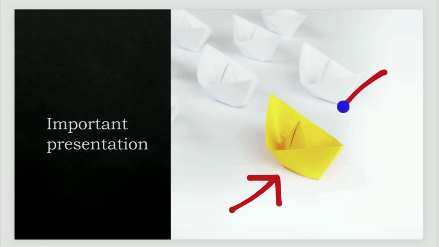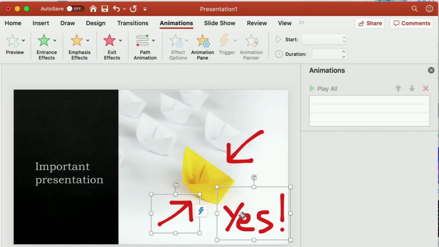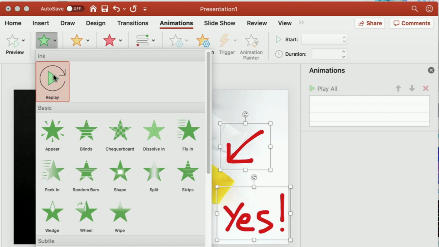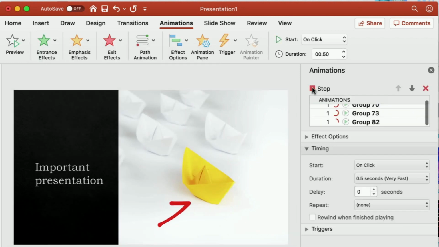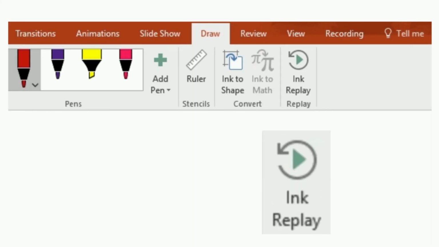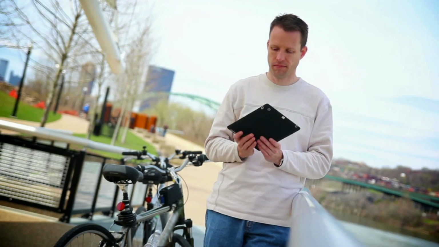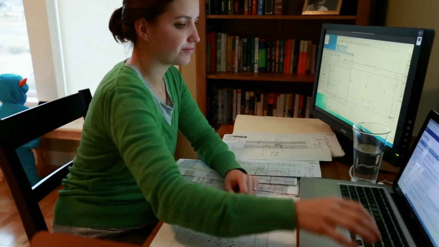You'll discover how easy it is to replay ink strokes as they were drawn, and the animation replay feature allows you to fast forward or rewind as you go. Ink Replay is available in Word, Excel and PowerPoint. Just go to the Draw tab, select Ink Replay and go. It's like an interactive flip chart that you can carry around on your devices.